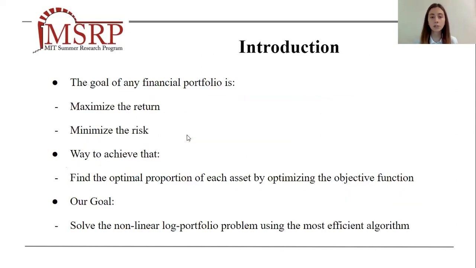So the goal of any financial portfolio is to maximize the return and minimize the risk. A way to achieve that is by finding the optimal proportion of each asset within the portfolio by solving an optimization problem. In our case, the objective function is going to be a logarithmic function, and our goal is to find an optimal solution for this problem in the most efficient manner.